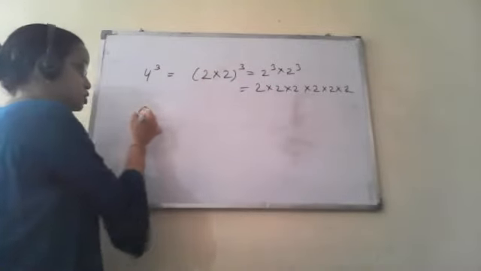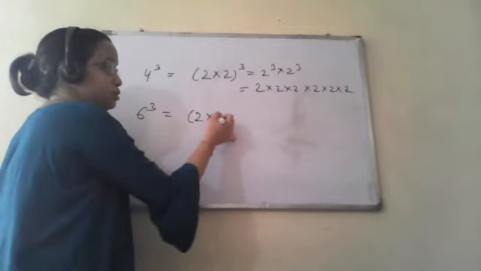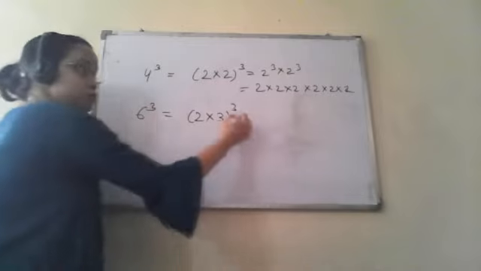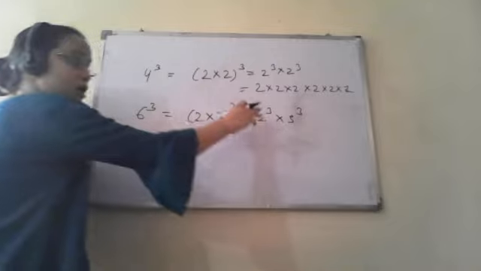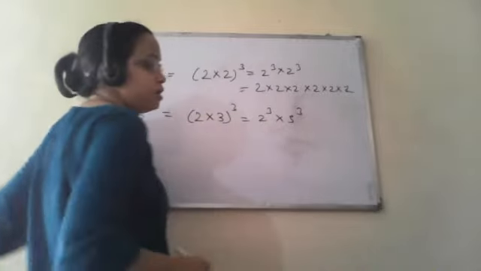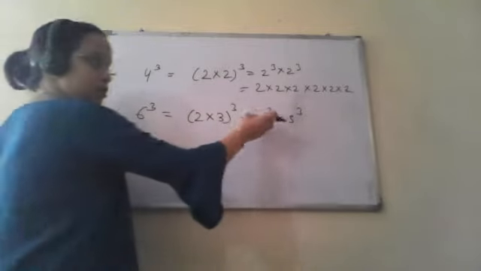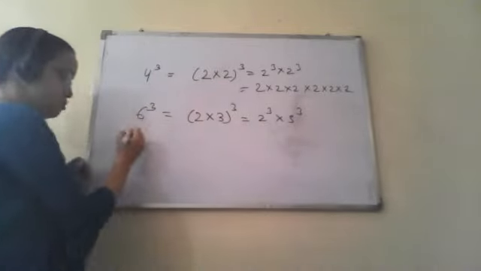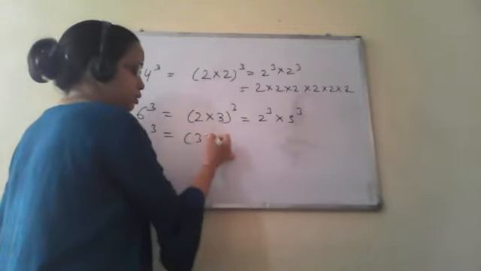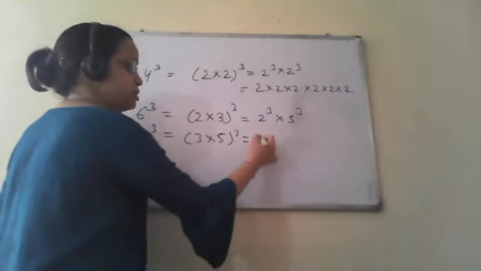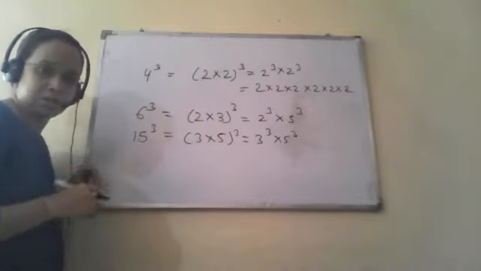If I'm taking 6 cube, this 6 can be written as 2 into 3, and this is a whole cube, so 2 will also have power 3 and 3 will also have power 3. It means we will take the cube of 2 as well as the cube of 3. So each number can be expressed in the form of its prime factors, and we have to take the cube of those prime factors also. If we take one more example, that is 15, we will write 3 into 5. This is whole cube, which means we have to take the cube of 3 as well as the cube of 5. So these were certain specific patterns.